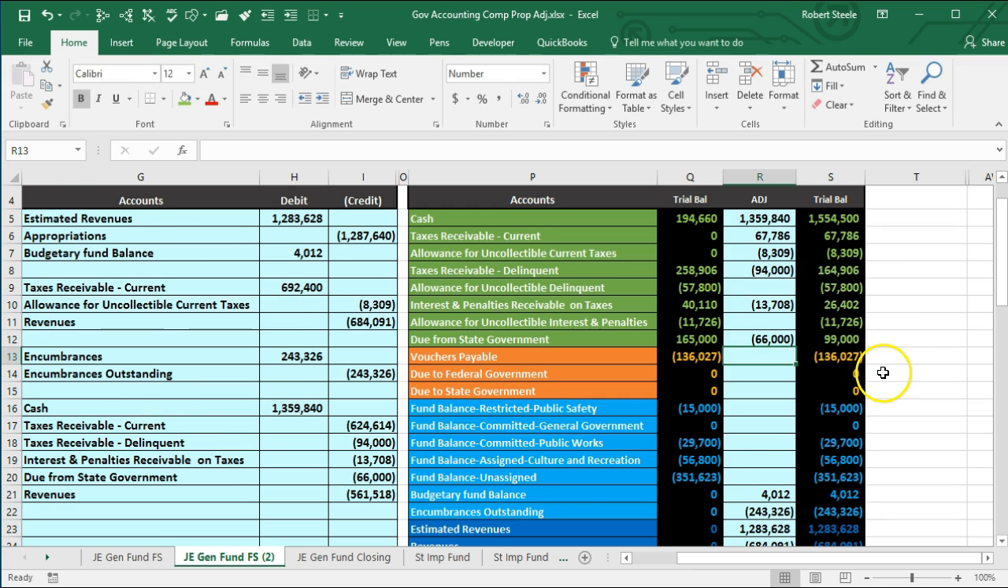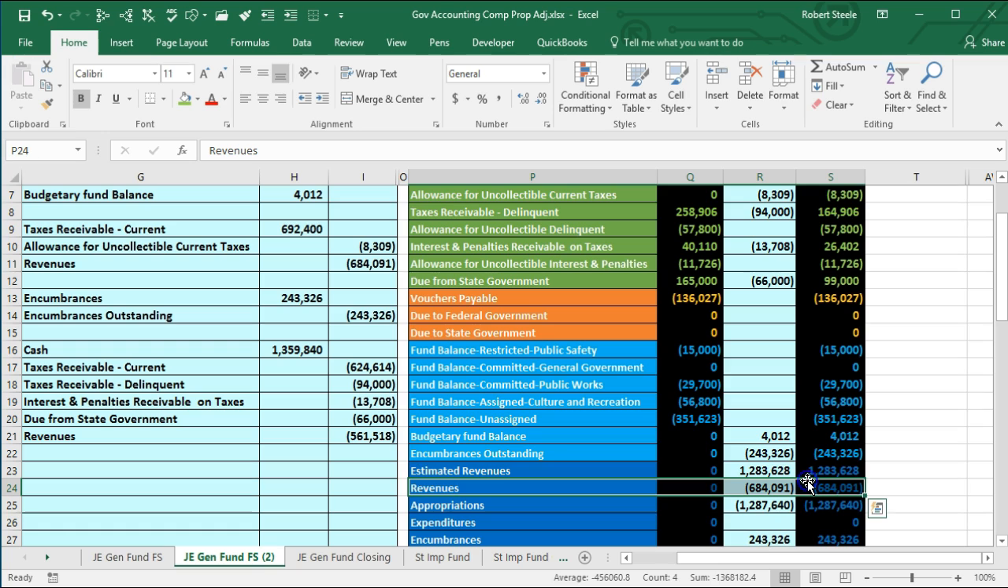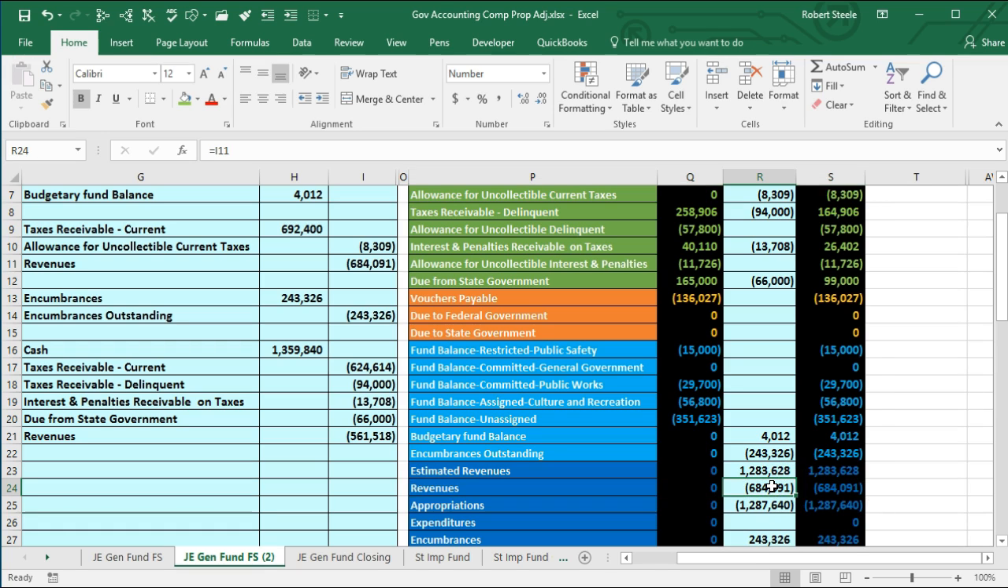Then we have the revenues. So revenues is going to be down here. This is our last account we're going to record. Revenues is down here. And revenue is a credit balance account. It generally only goes up. So we're going to increase revenue with a credit.